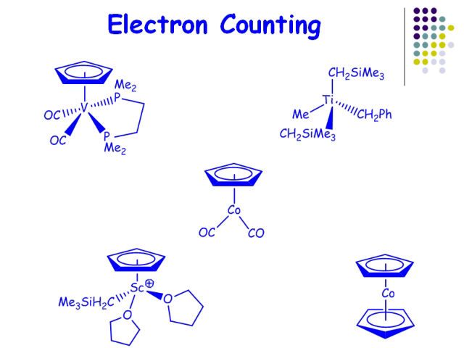So this species here, this is vanadium. Vanadium is in group 5. This is a cyclopentadienyl ligand, a 5-electron donor. This is a carbonyl ligand, a 2-electron donor. This is a phosphine ligand, a 2-electron donor. So 5 plus 5 plus 2 plus 2 plus 2 plus 2 is 18. So this is an 18-electron complex.